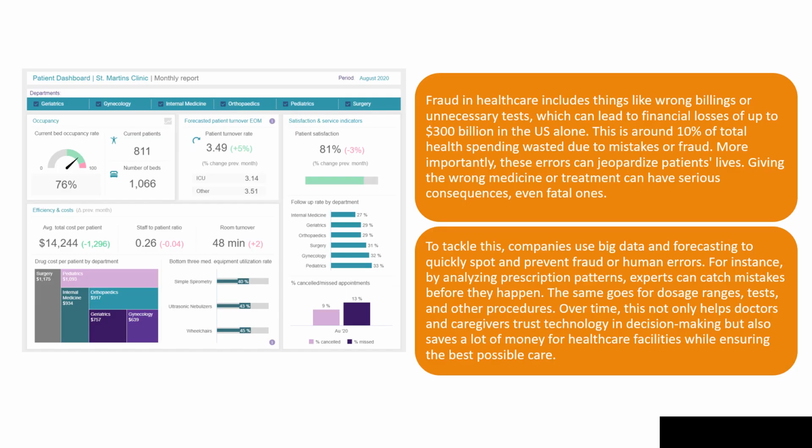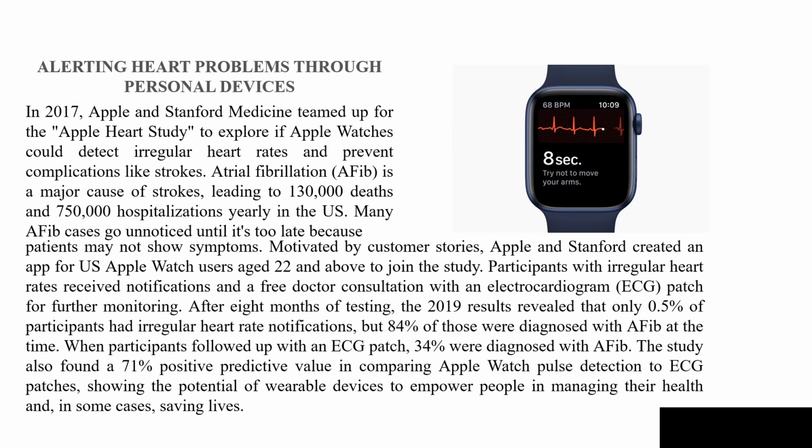Now, fraud in healthcare includes things like wrong billing or unnecessary testing, which can lead to financial losses of over $300 billion in the US alone. This is around 10% of total health spending, wasted due to mistakes and fraud. To tackle this, companies use big data analytics and forecasting to quickly spot and prevent fraud or human errors. The same goes for dosage ranges, tests and other procedures over time. This not only helps doctors and caregivers trust technologies in decision making, but also saves a large amount of money for healthcare professionals.